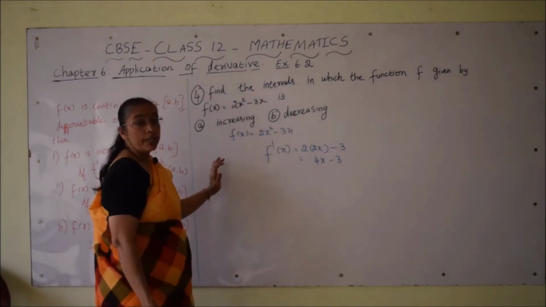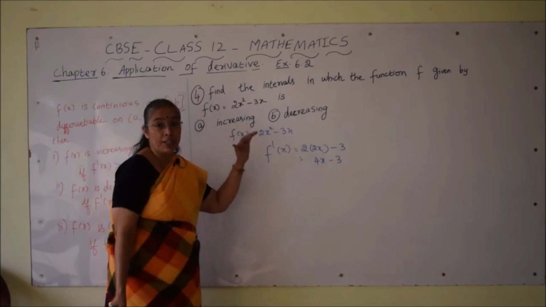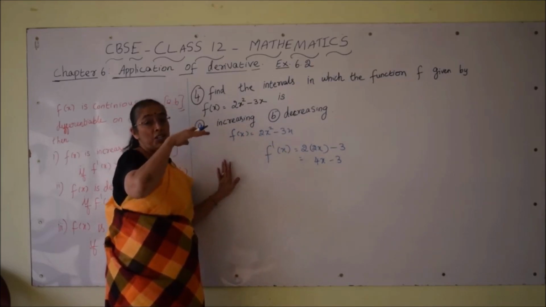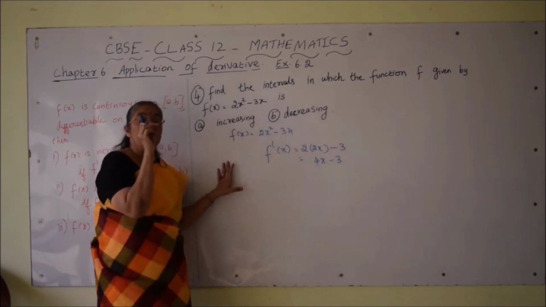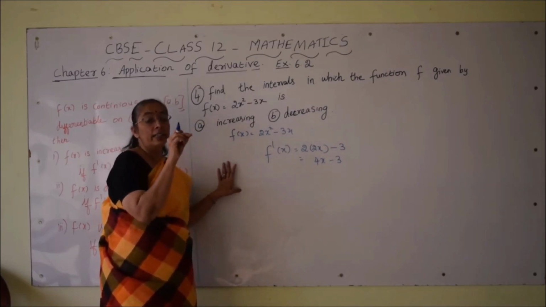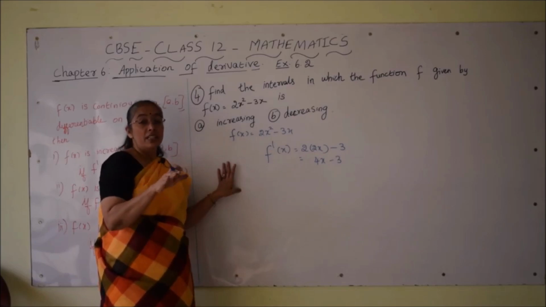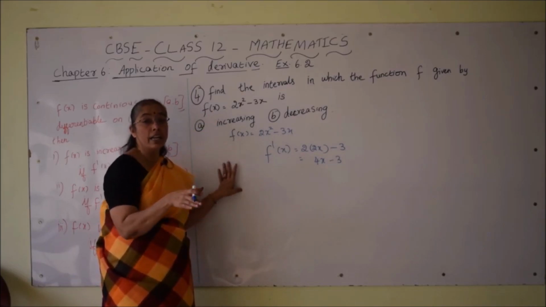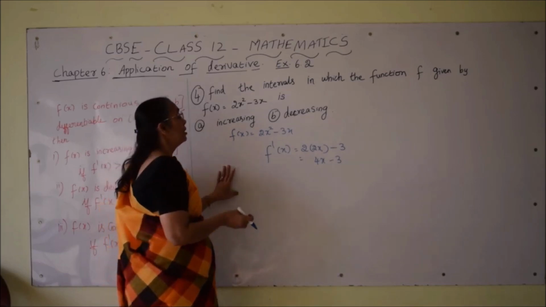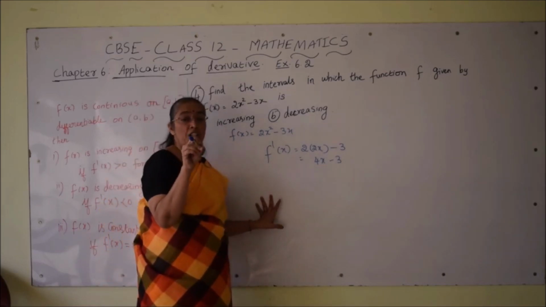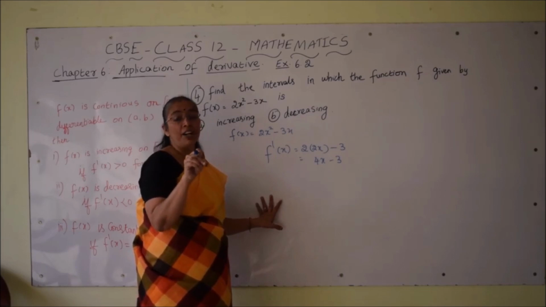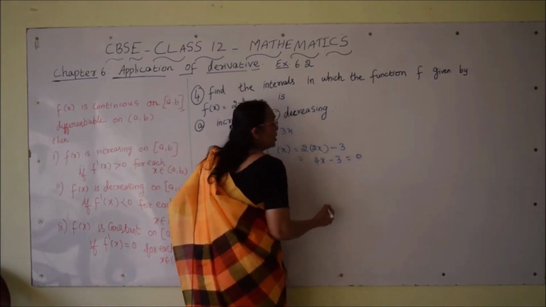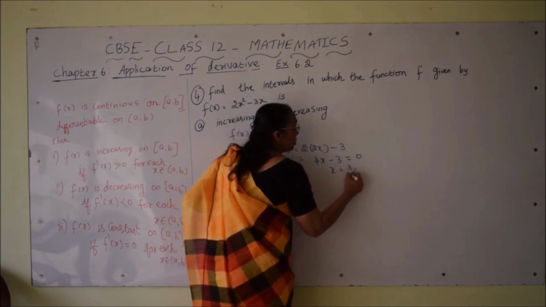Now, first let us equate this first differentiation to 0. At that particular point when I am equating to 0, the function is constant, or we can say that is the point where the function is changing from increasing to decreasing or decreasing to increasing. Its turning point we can call. Okay. And that particular point is called stationary point because at that point the function is constant. Now, 4x minus 3 equating to 0, x is equal to 3 by 4.